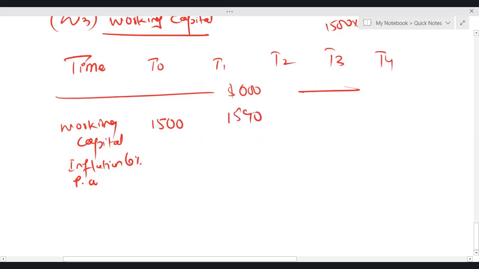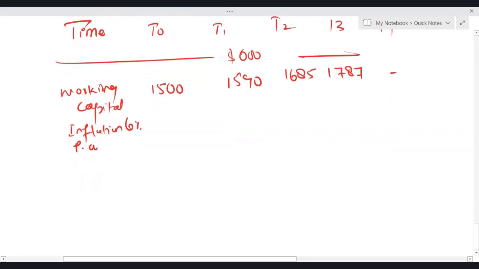Then simply increase this 1590 by 6%. So 1.06. I'm getting 1685. Then 1685 multiplied by 1.06. I'm getting 1786.5. So make it 1787. Since working capital can never be consumed, whatever we have invested will be recovered at the end of the day. But we do not work on cumulative working capital. We always work on incremental working capital.